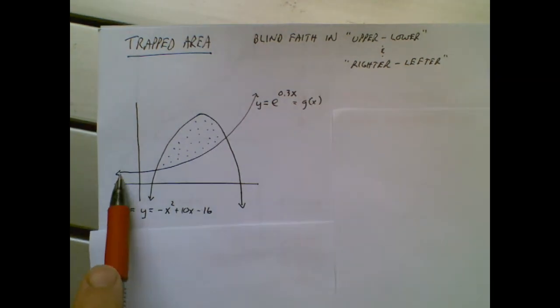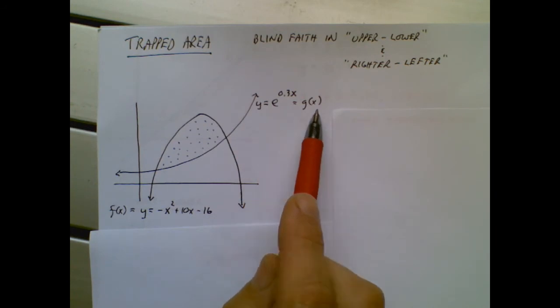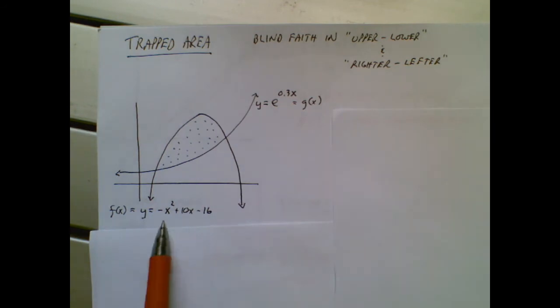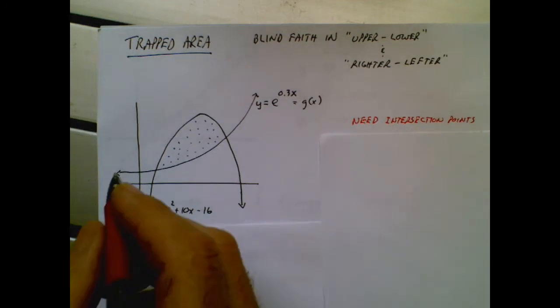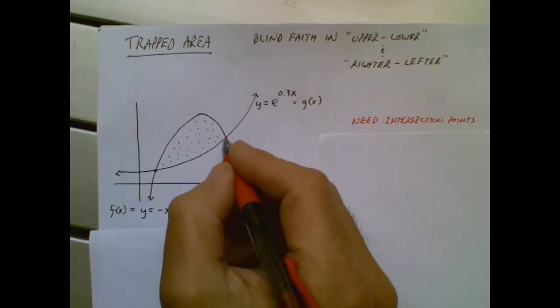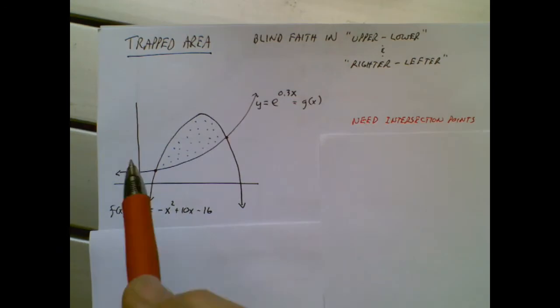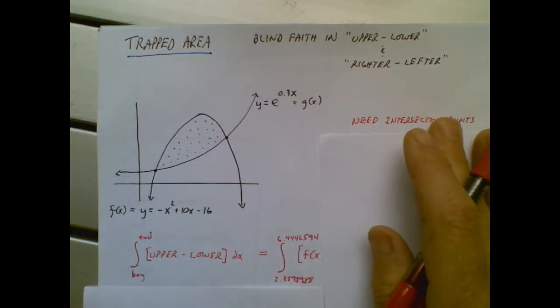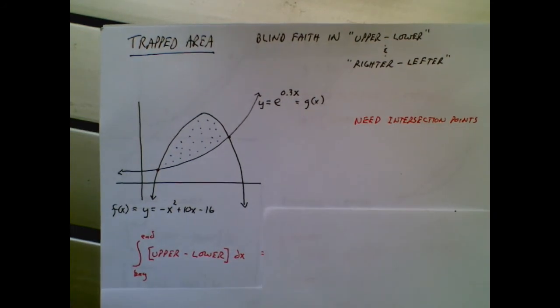So here we have this one, which is an e to the x style function. We'll call it g of x. And then this is an upside down parabola. We'll call it f of x. We want to know how much area is trapped in there in the polka dotted region. And the first thing you have to know is the x coordinates of those intersection spots. So what I would do is go ahead and put that into your calculator, find those intersection points, and we'll unveil those here in a little bit.